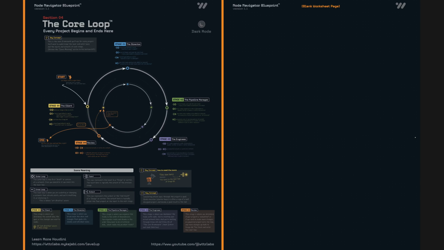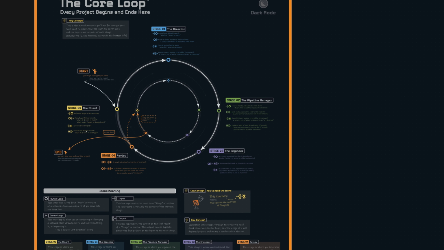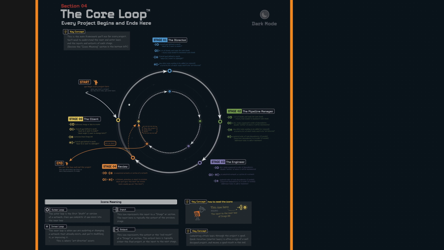Welcome back and welcome to the workflow planning section for our first of the YouTube mini courses. I'm super excited to jump into this. What we're going to do today in this video is work through the first 3 stages of the Node Navigator Blueprint core loop. And we're not going to learn about this loop. I'm just going to start working here.